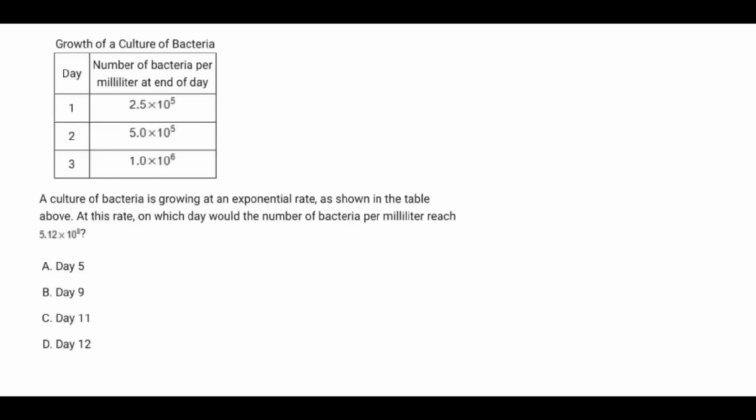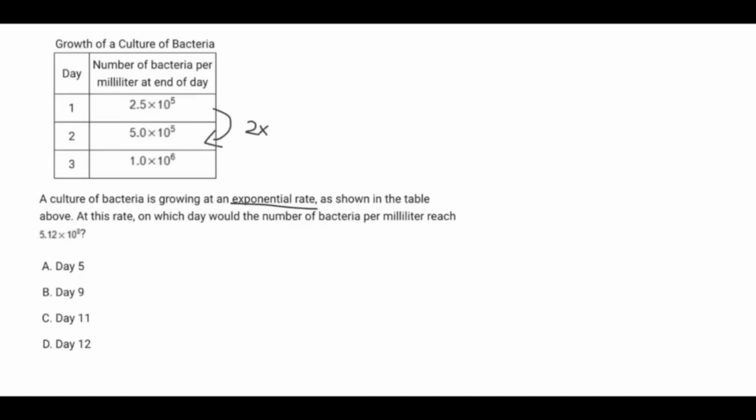A culture of bacteria is growing at an exponential rate as shown in the table above. At this rate, on which day would the number of bacteria per milliliter reach 5.1 times 10 to the power of 8? All right, so the first thing I want to do is find the factor or the scale. It's known as the common ratio, and since it is growing at an exponential rate, we know it's a geometric sequence. From 2.5 times 10 to the power of 5 to 5.0 times 10 to the power of 5, that's going to be a scale factor of 2.